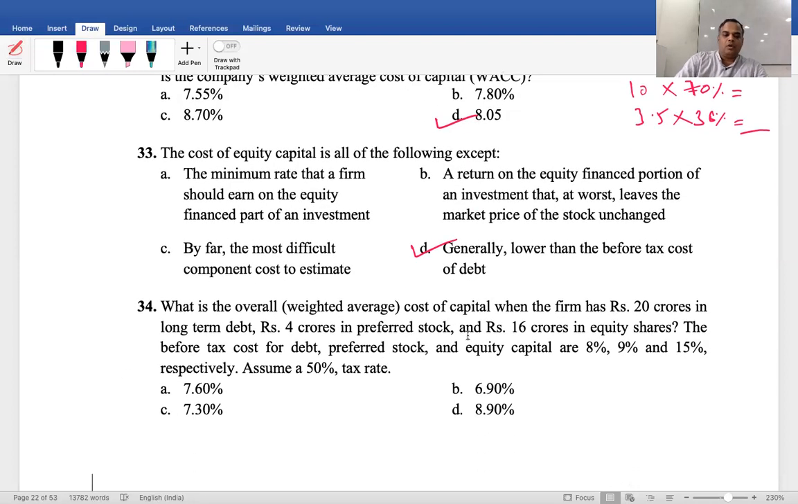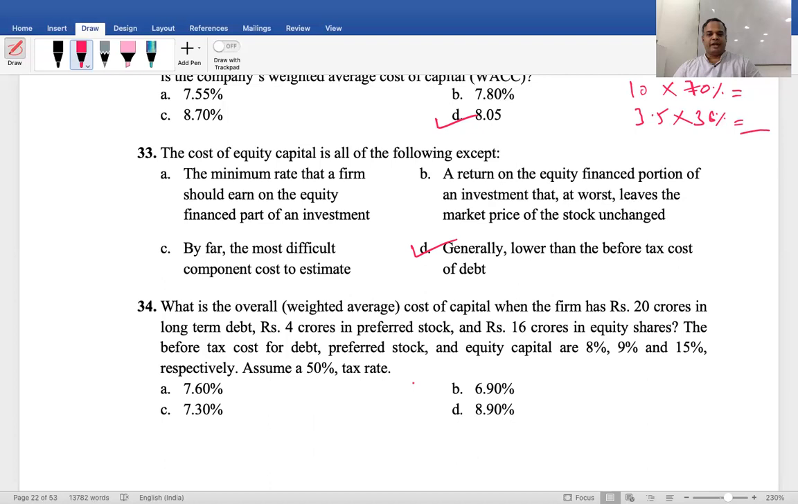Next. What is the overall, that is weighted average cost of capital when the firm has 220 crores in long-term debt, 4 crores in preferred stock, and 16 crores in equity shares? The before tax cost for debt, preference stock, and equity capital are 8%, 9%, 15% respectively. Tax is 50%. Find the first column, source of fund: debt, preference shares, equity shares. Second column, cost: 8%, 9%, 15% into 100 minus tax rate 50%. Are you able to follow?